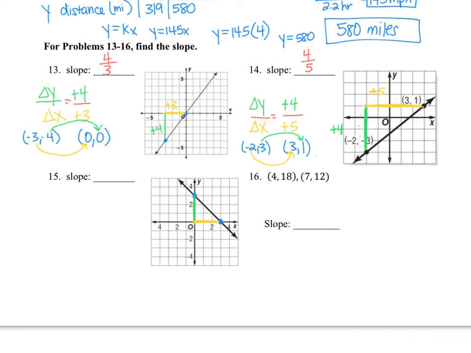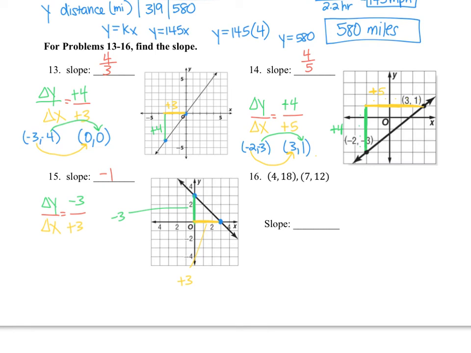So for my change in y here, I had to go down 3. So that's going to be a -3. And then I went to the right 3 units, so that's a positive 3. So my change in y was -3, and my change in x was a positive 3. So my slope is the division of those two numbers. -3 divided by positive 3 is a -1. Negative divided by positive is a negative.